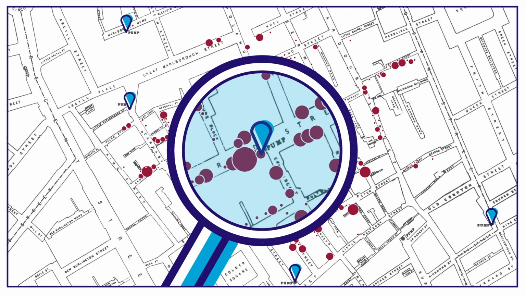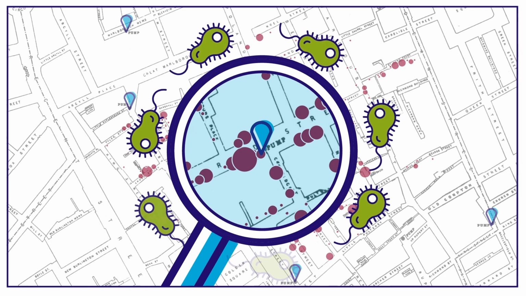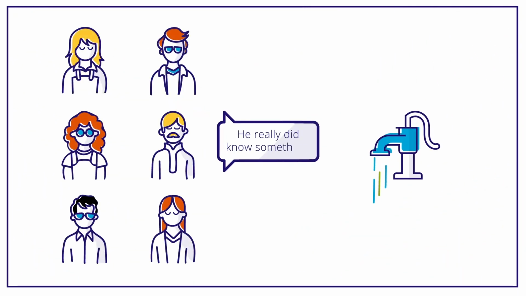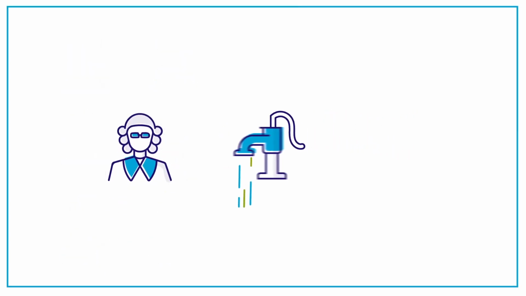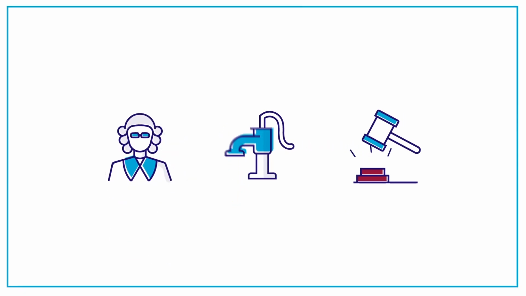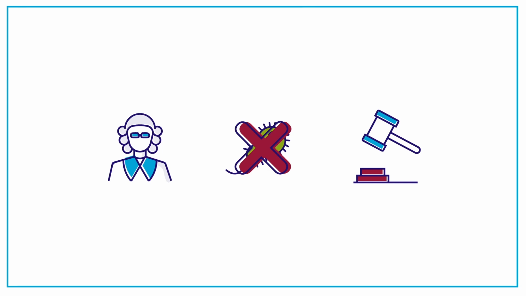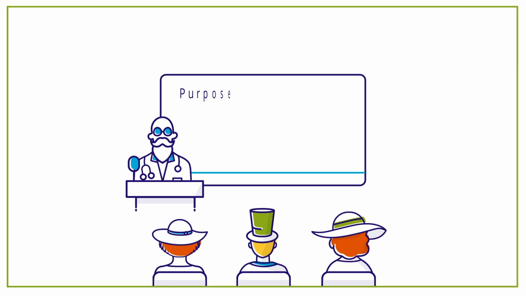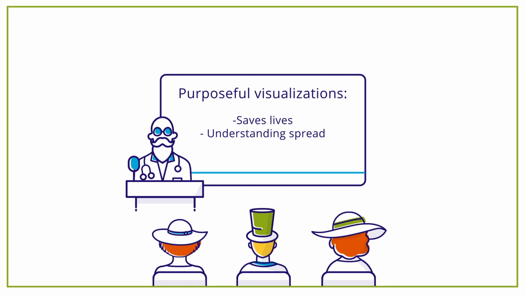Once he was able to purposely visualize the concentration of cholera outbreaks around the Broad Street water pump, people were convinced that water was the main source of the spread. City officials then decided to remove the Broad Street pump, which effectively ended the spread of cholera. Dr. Snow is now known as the father of epidemiology. Through purposeful visualization, he was able to save lives and set the standard for visualizing how diseases spread.